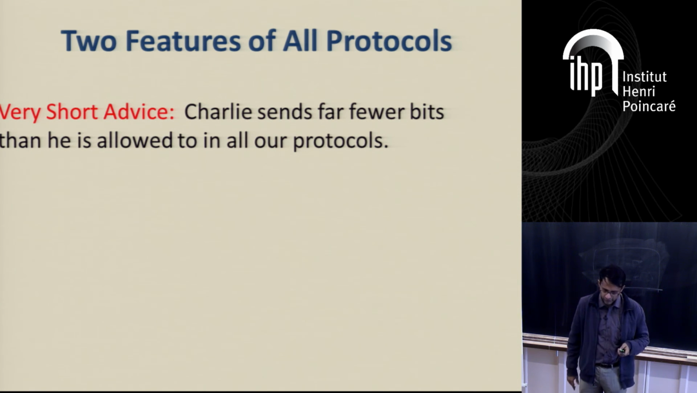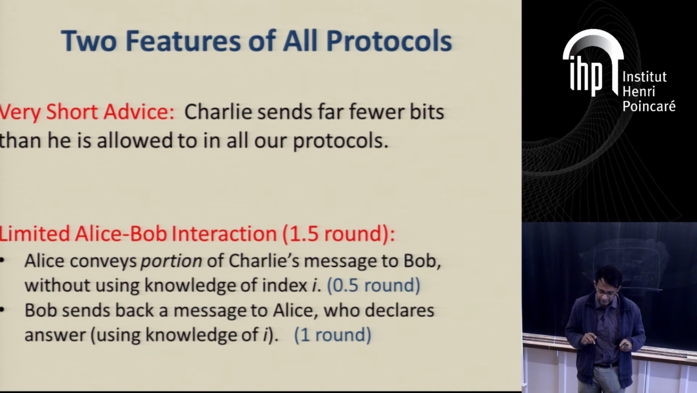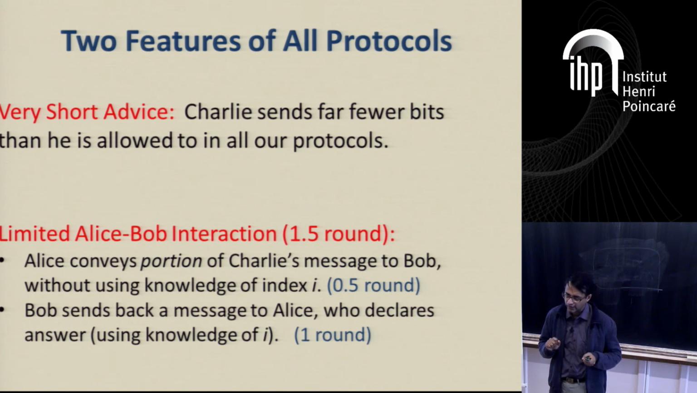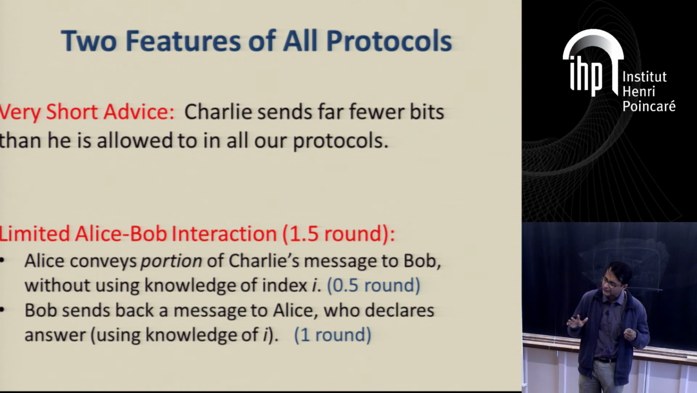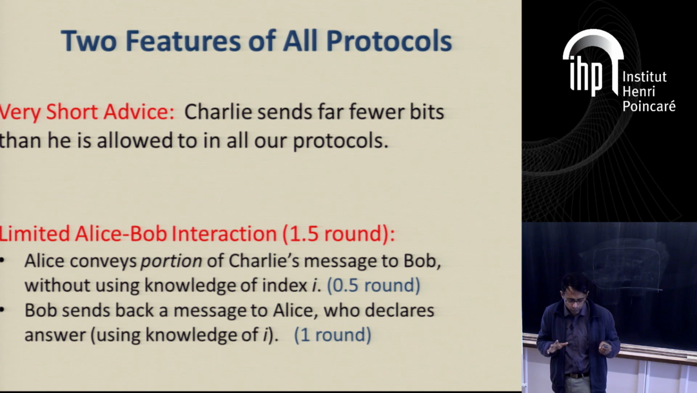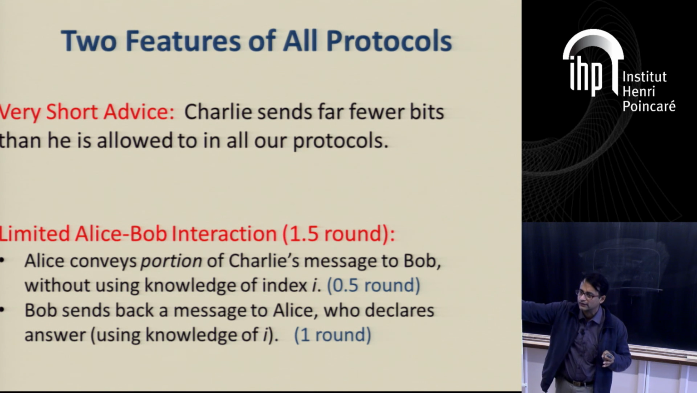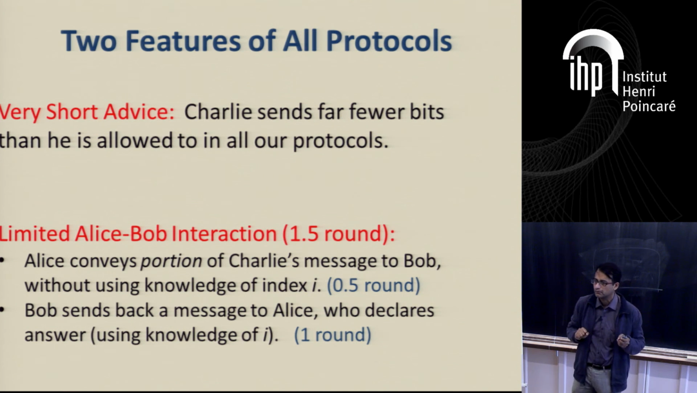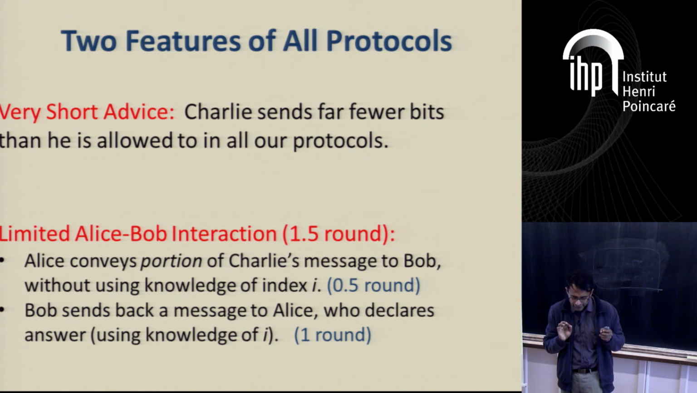So all our protocols have very short advice. And the other feature that's very special is that post Charlie's advice, you allow Alice and Bob to communicate with each other as if they were in the full unrestricted two-party problem. So potentially there could be arbitrary interaction. However, all our protocols, if you think about it, have very simple interaction. Alice, the recipient of Charlie's advice, was just transferring the advice to Bob, and then Bob was giving out the answer. Or Bob was sending just one message, and Alice was giving out the answer. So there's very limited Alice-Bob interaction.